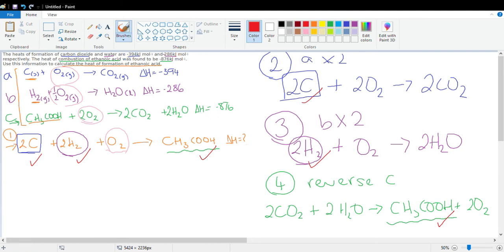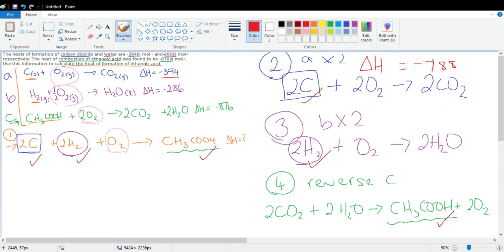I'll stick with red for this. So the delta H value here, I multiplied my equation by 2, so my delta H value is multiplied by 2. Whatever you do to the equation, you do to the delta H value as well. So my new delta H value for A is going to be minus 394 multiplied by 2, which will give me minus 788. So my new delta H value is minus 788.